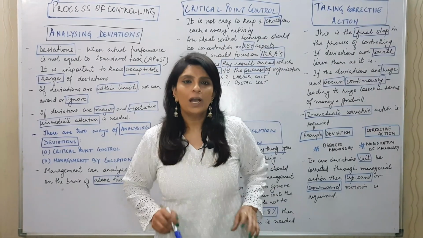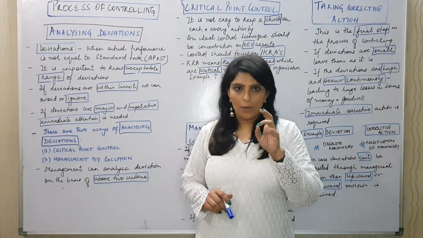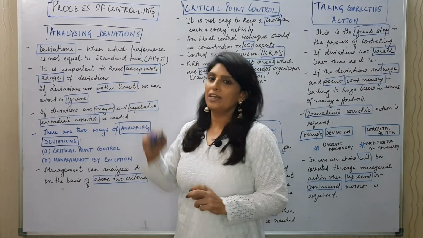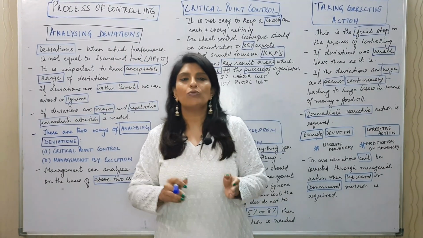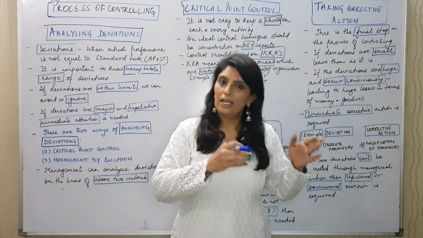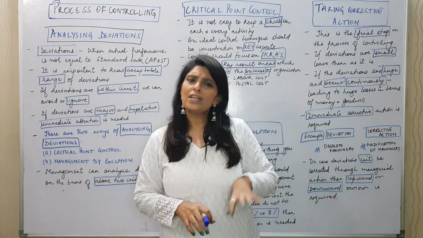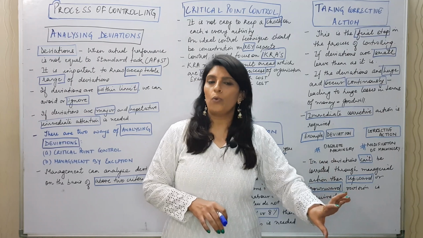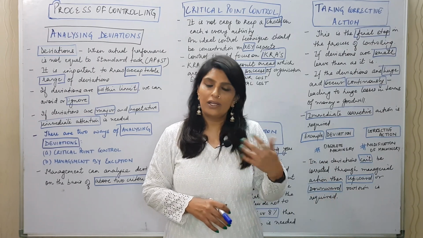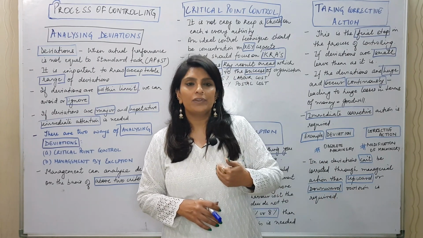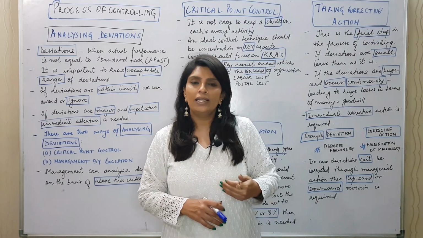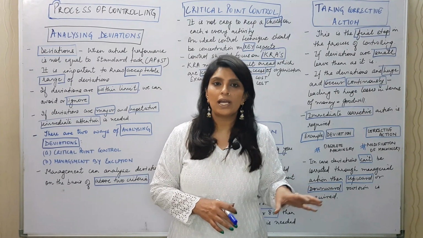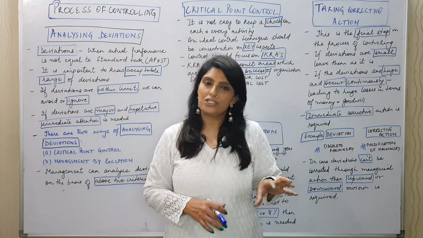So next we come to the fourth step of the process of control, that is analyzing deviation. What are deviations? When actual performance is not equal to standard task, it leads to deviation. If deviations are within limit, we ignore or avoid them. But if they are occurring again and again, and if they are repetitive in nature and lead to some kind of problem in the organization, then immediate management attention is required.